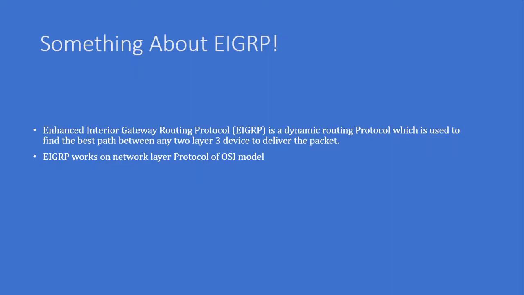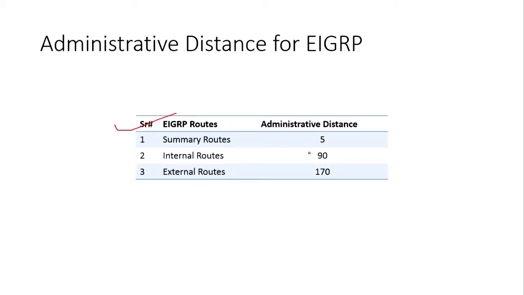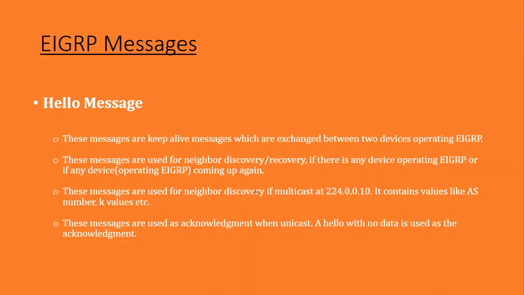Fine. EIGRP works on the third layer of the OSI model, as there are 7 layers in the OSI model, and out of which it works on the third layer, the layer 3 devices. Okay, so its administrative distance, that is AD: summary route goes with 5, internal routes go with 90, and external routes go with 170.